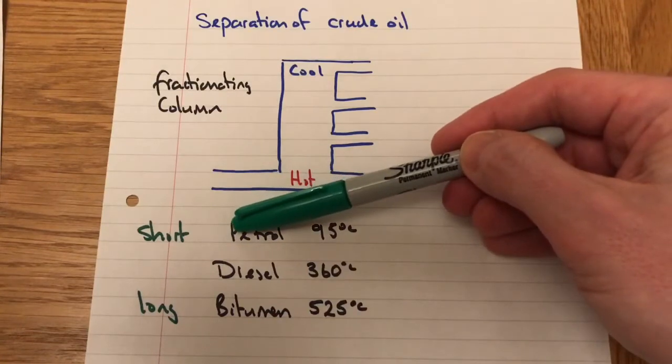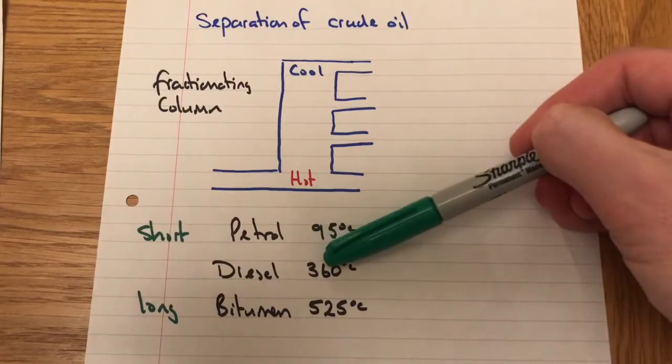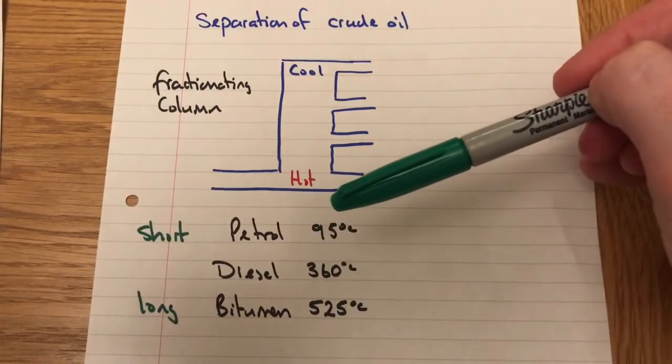This is the shortest of the hydrocarbon molecules I've got here, and as you come down they get longer, and we can tell that because the boiling point is actually increasing as we go down the list.